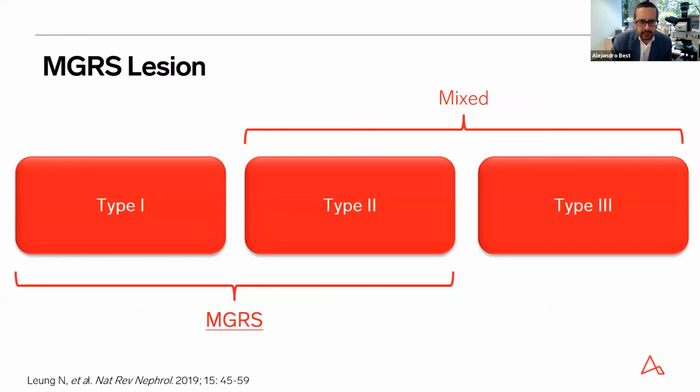All right, and I think this is my last slide. So if you recall, type 1 cryo is a monoclonal immunoglobulin. Type 2 cryo is a monoclonal IgM against a polyclonal IgG. Therefore, type 1 and type 2 cryos are considered MGRS lesions. I'm going to repeat that. Both type 1 and type 2 are considered MGRS lesions. Type 3 is not, because it's polyclonal against polyclonal. But type 1 and type 2 are MGRS and should be treated with clone-based therapies.